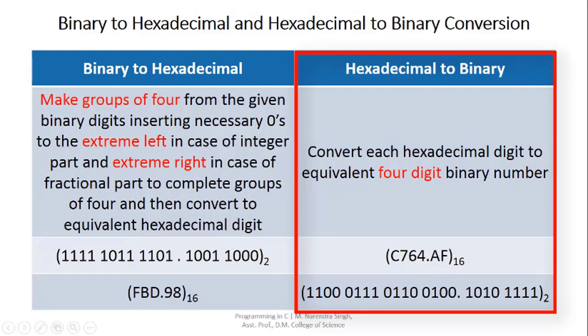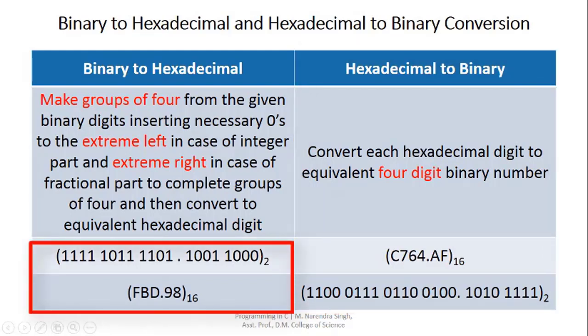Then comes the point. The next hexadecimal number is A, which is 10. Its 4-digit binary equivalent number is 1010, because 8 plus 0 plus 2 plus 0 is 10. The next hexadecimal number is F, which is 15. Its equivalent 4-digit binary number is 1111, because 8 plus 4 plus 2 plus 1 is 15.